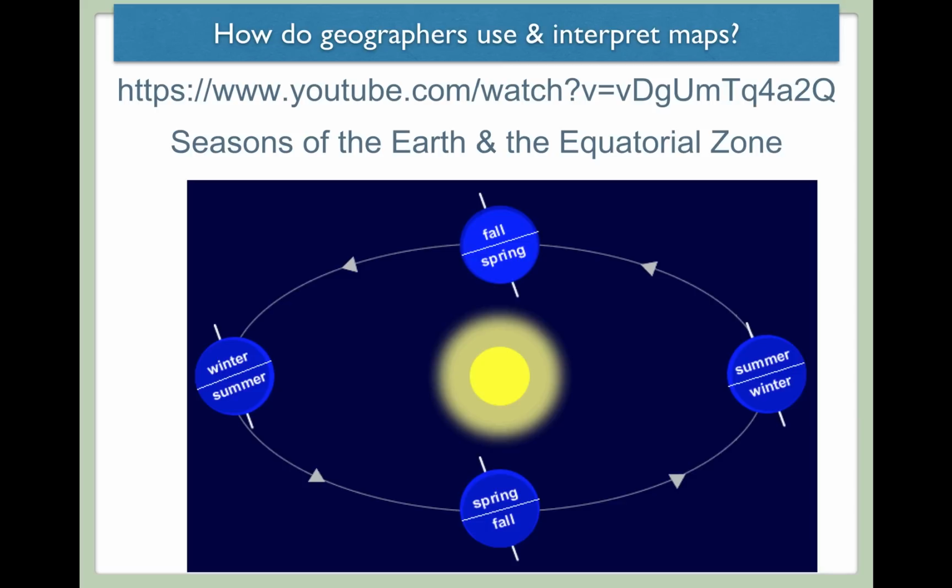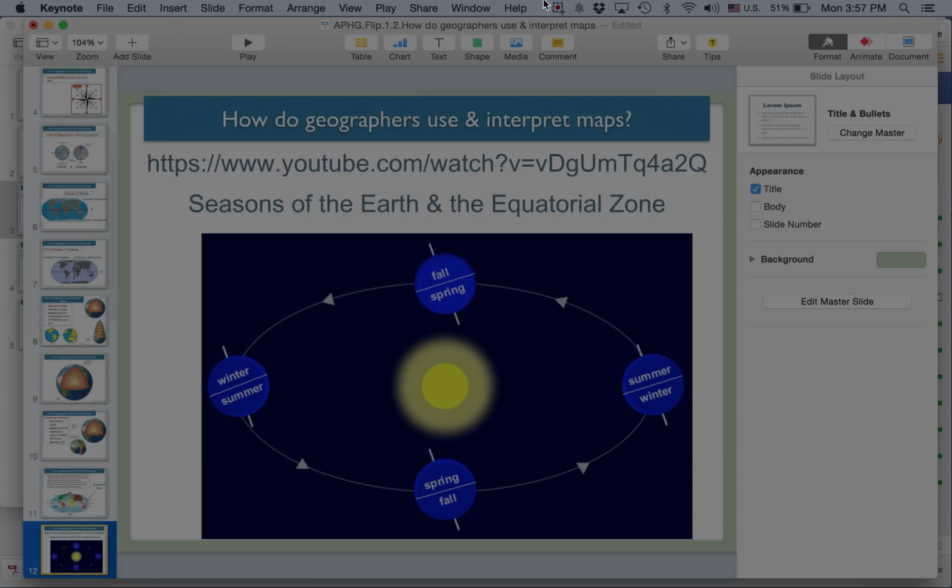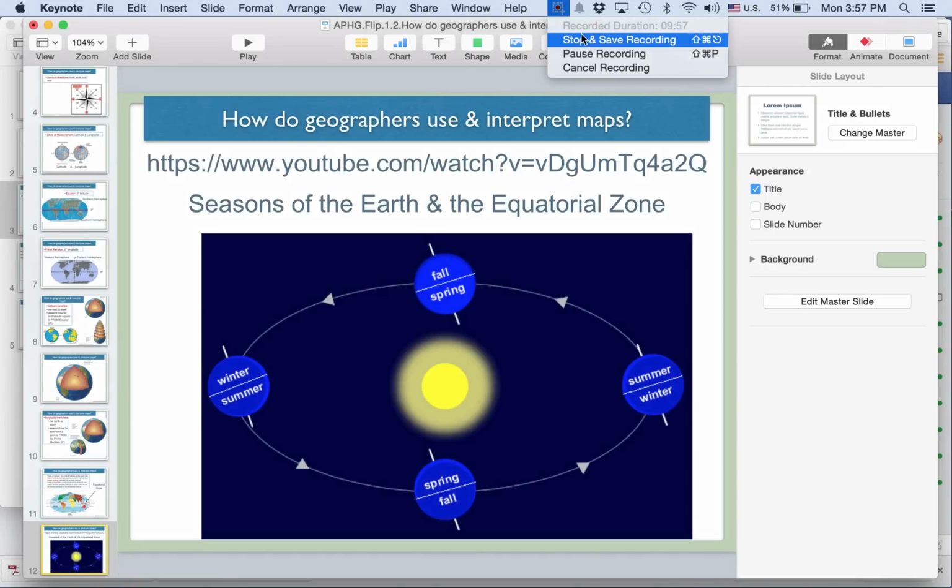Rather, the Earth is constantly spinning on its axis, as you see in this graphic here. There are certain points at which the Earth is more directly experiencing sunlight versus indirectly experiencing sunlight. That is not the case in the equatorial zone, in that the equatorial zone is almost always receiving direct sunlight. And let me pull up a quick YouTube clip to illustrate this.